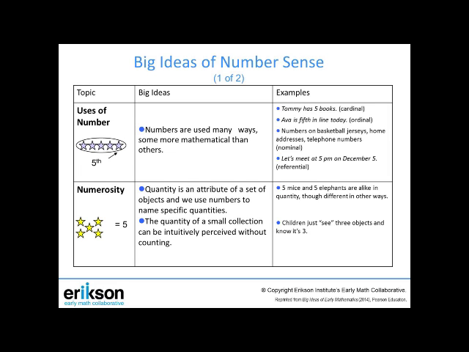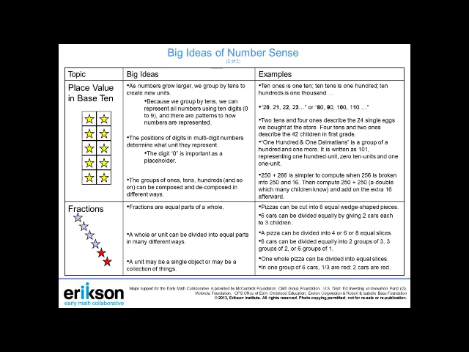And then as children get a bit older, they think about some other ideas about number sense. And I'm not going to read all of these, and you will have them in your saved webinar, but children begin to think about big ideas related to place value in base 10, that we group by tens, and that the positions of the digits matter. Children begin to think about big ideas related to fractions, to wholes and units and equal parts. And all of this, we start with this very foundational idea that quantity is an attribute, and we use numbers to name specific quantities, and then we build this huge, amazing, phenomenally useful system out of that.